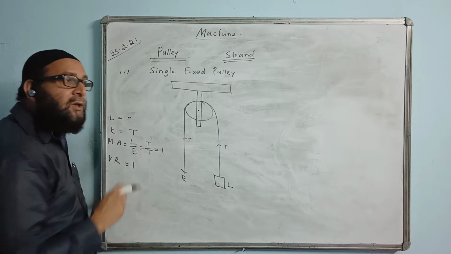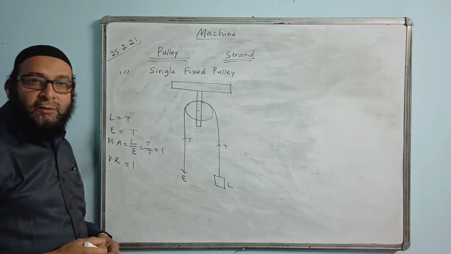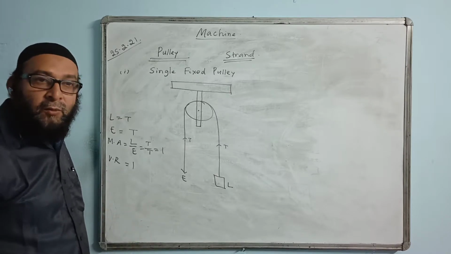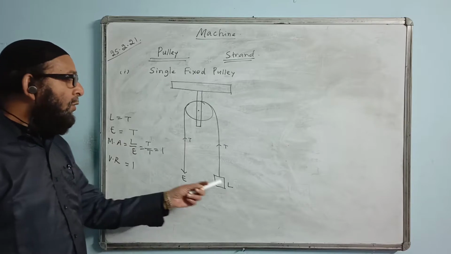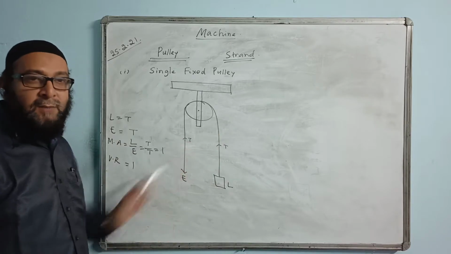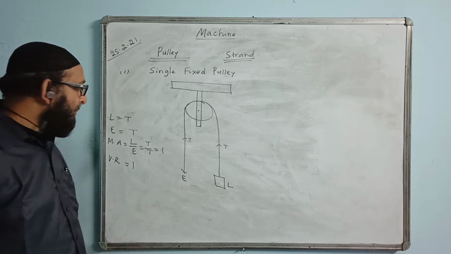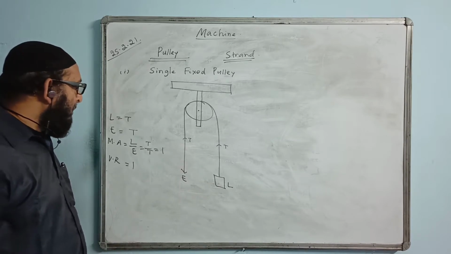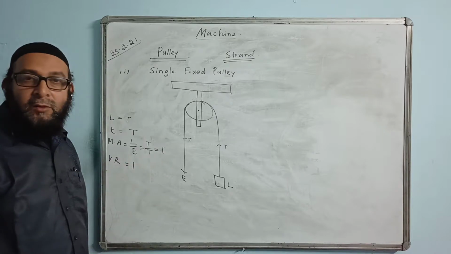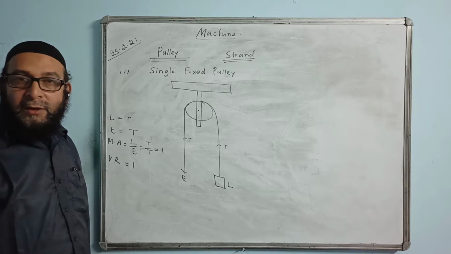What is the meaning of velocity ratio? Displacement of the effort to the displacement of the load. So they are equal. That is, effort and load will move by the same distance. If the load moves up by 1 meter, then the effort will go down by 1 meter. Same distance they will travel at the same time. So the mechanical advantage of this pulley system is 1. So it doesn't provide any mechanical advantage.